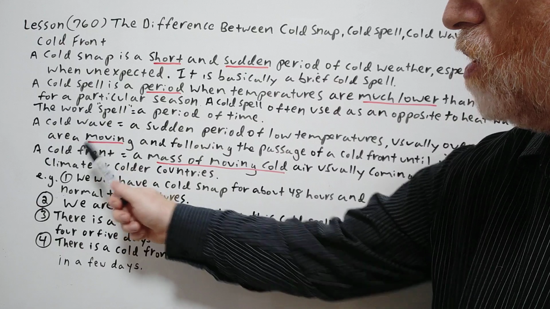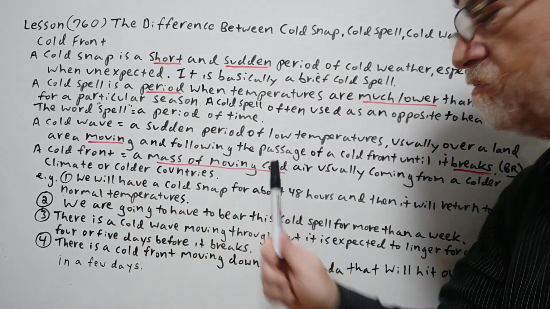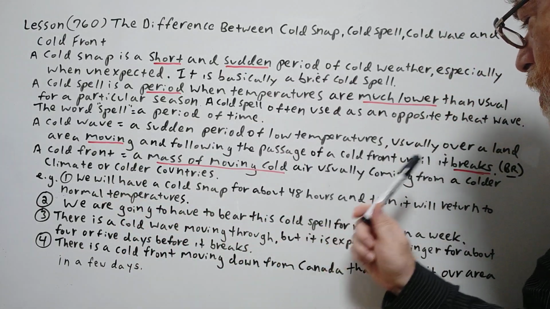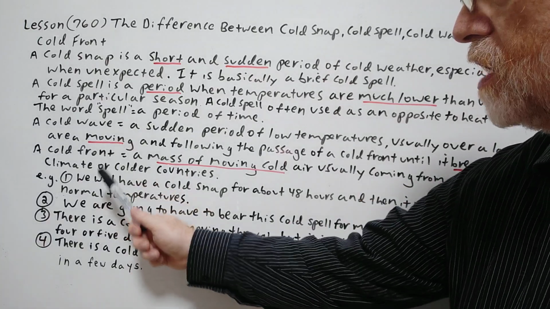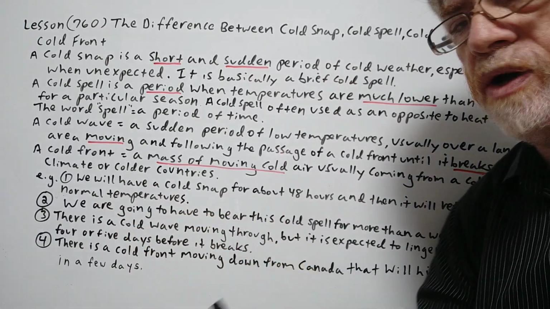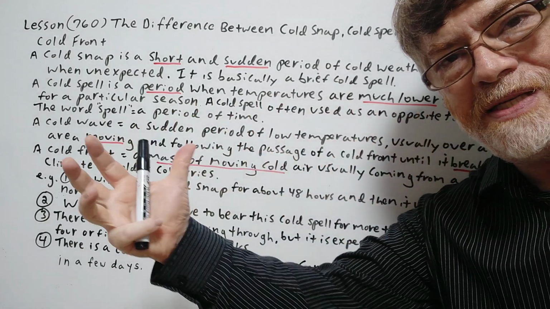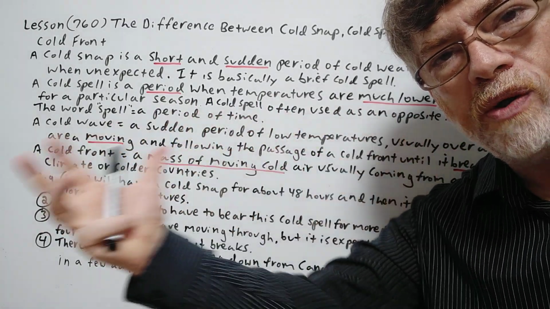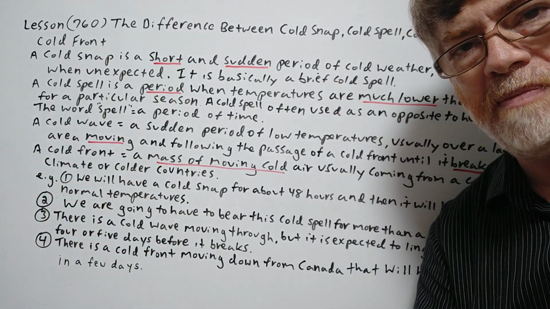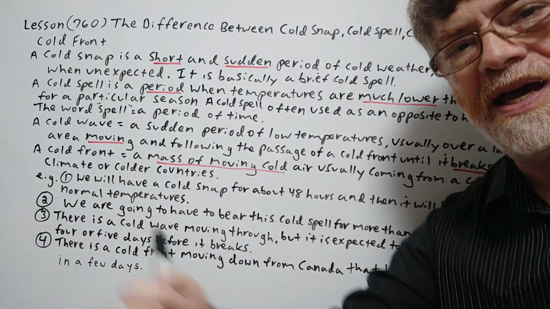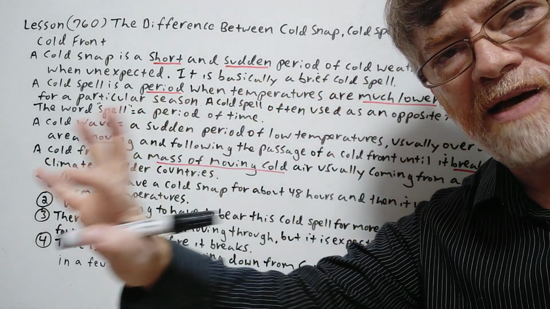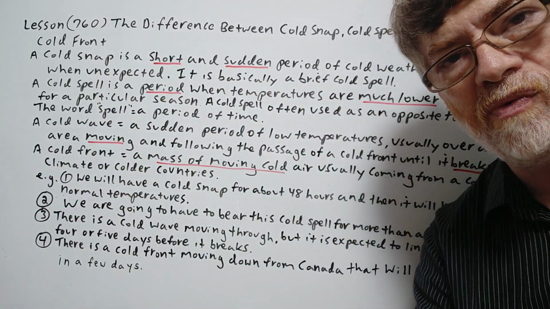All right, now cold front is a mass of moving cold air, usually coming from a colder climate or colder country. So that's the point about the front. It's a big piece of air that's moving from a colder area. We're usually talking about it when it hasn't actually got there yet. It's going to hit, and it's coming towards you. So it's a cold front.